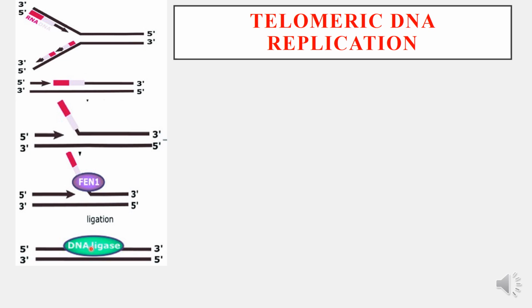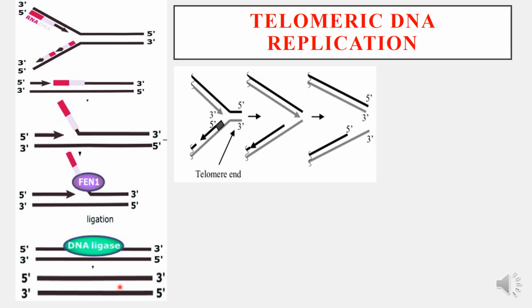Now in the leading strand there is ligation, whereas in the lagging strand, since there are multiple Okazaki fragments, all the primers are removed, they are replaced by DNA fragments, and then these small Okazaki fragments are ligated. But at the telomeric end of the lagging strand, a small portion remains unreplicated.